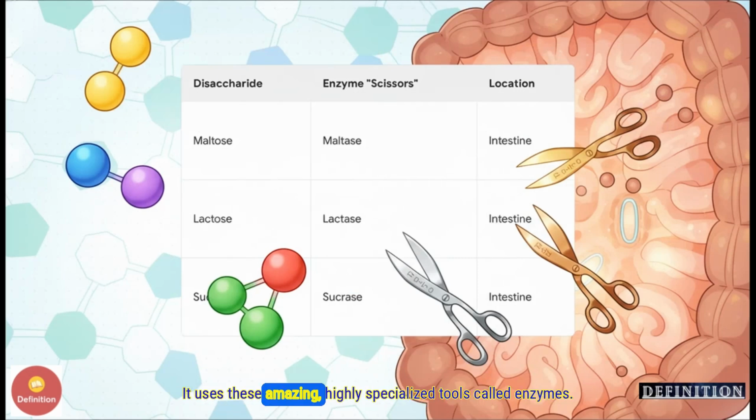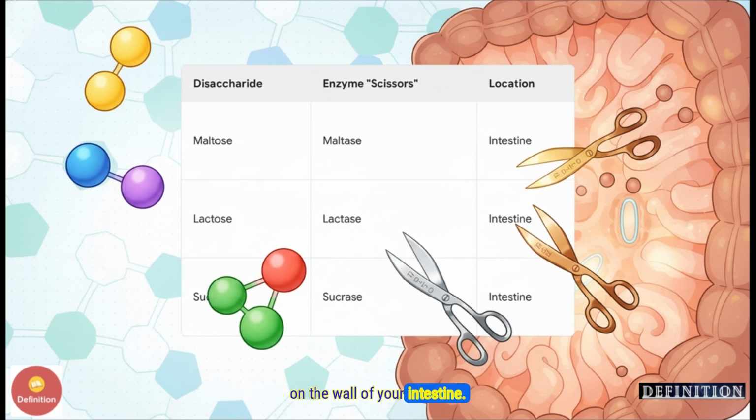So how does your body do this? It uses these amazing, highly specialized tools called enzymes. You can basically think of them as molecular scissors. And the system is incredibly specific. You've got an enzyme called maltase that only snips maltose. You've got lactase, which only snips lactose, and sucrase, which only snips sucrose. It's a perfect one-to-one system, and it all happens right there on the wall of your intestine.